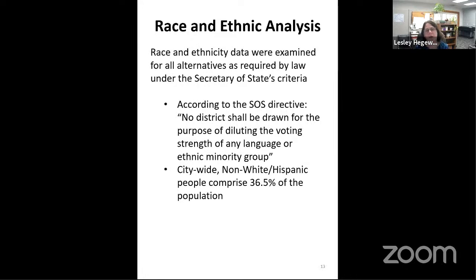So we also did an analysis of the race and ethnic breakdown of the proposed wards. This is required by the Secretary of State. One of the criteria states that no district shall be drawn for the purpose of diluting the voting strength of any language or ethnic minority group. And so we wanted to make sure that we don't either intentionally or unintentionally divide any of those communities of common interests with regard to race, ethnicity, or language spoken. And citywide, non-white and Hispanic people comprise 36.5% of the population.